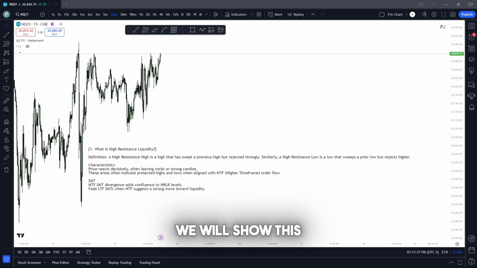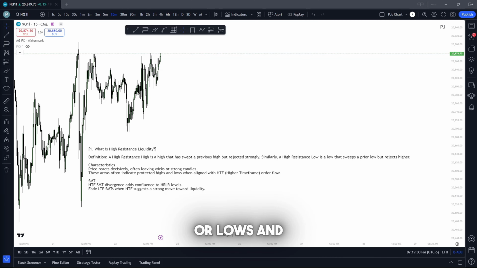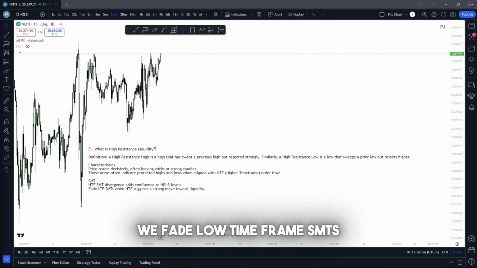We will show this obviously on the charts, but the characteristics are price reacts decisively and often leaves wicks or strong candles, and these areas often indicate protected highs and lows when aligned with higher time frame order flow. A high time frame SMT divergence adds confluence to high resistance highs or lows, and we fade low time frame SMTs when the high time frame suggests a strong move towards a liquidity level.